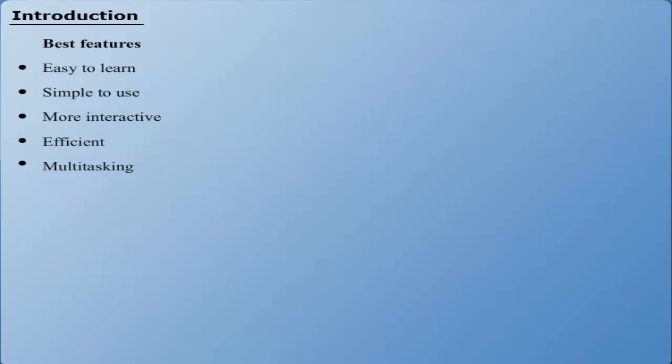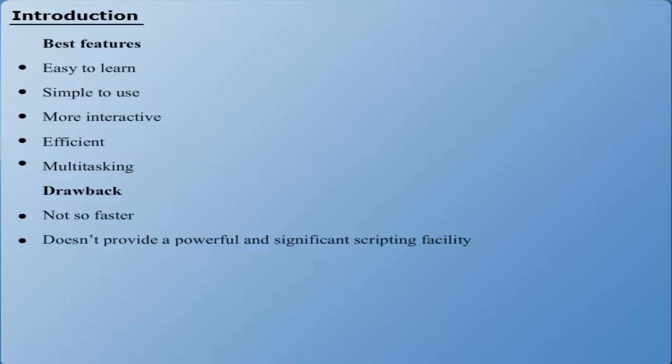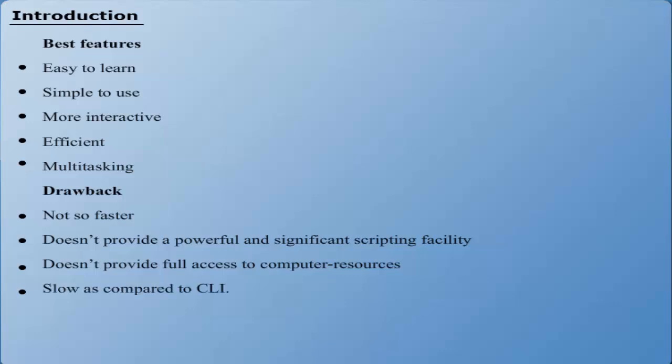The drawbacks of the graphical user interface operating system may include: it is not so fast as compared to the command line operating system. It doesn't provide a powerful or significant scripting facility. It doesn't provide full, complete access to computer resources. In terms of use, it is slow as compared to command line operating system.